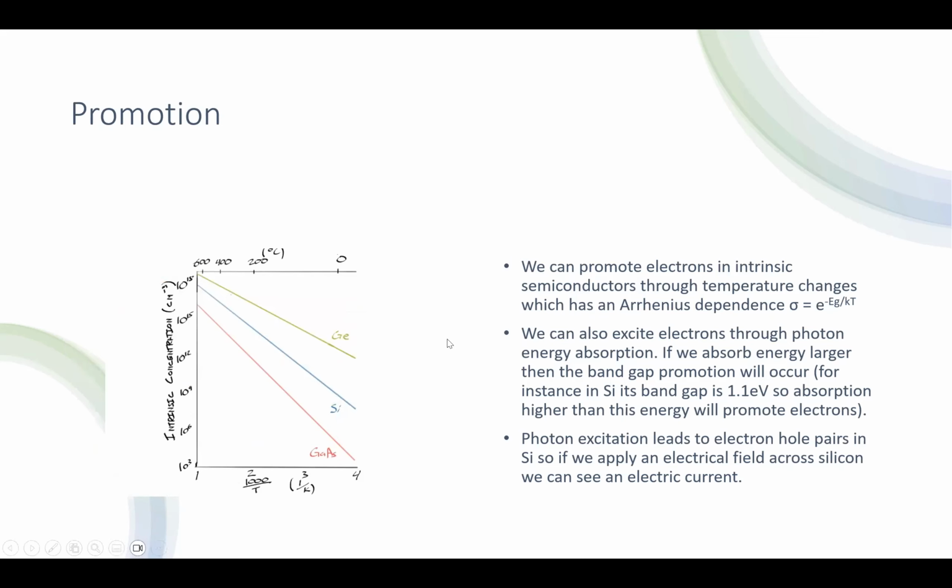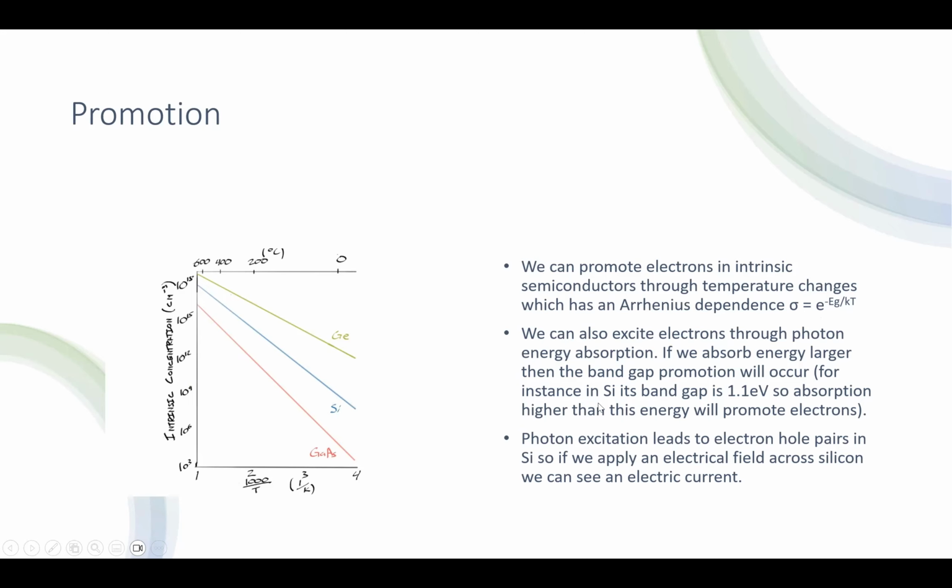We can promote electrons in a variety of ways. In intrinsic semiconductors, you can do it through temperature changes, which has an Arrhenius dependence, which we may have seen before, which is sigma proportional to e to the negative Eg over kT, where Eg is that promotion energy. And then we can also excite electrons through photon energy absorption. If we absorb energy larger than the band gap, promotion will occur.